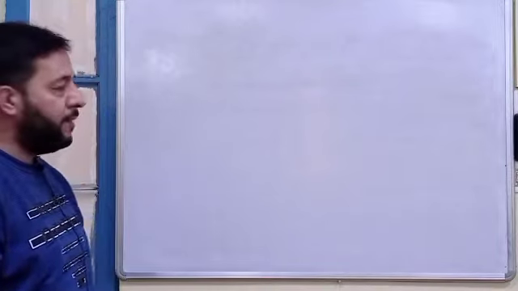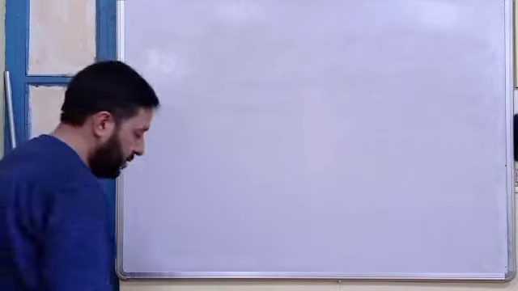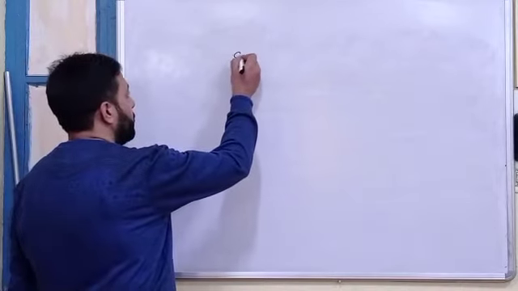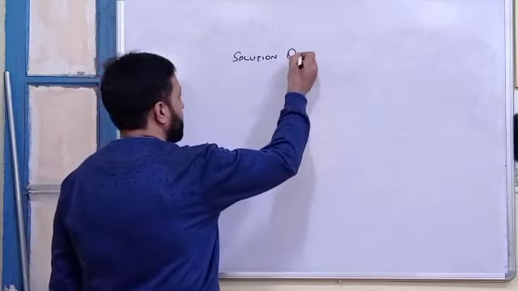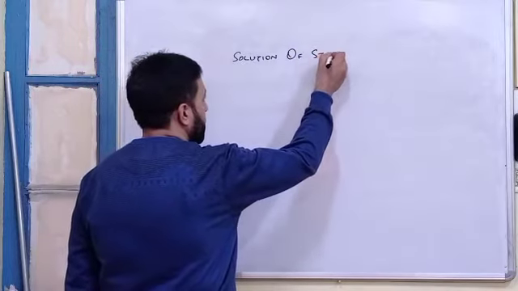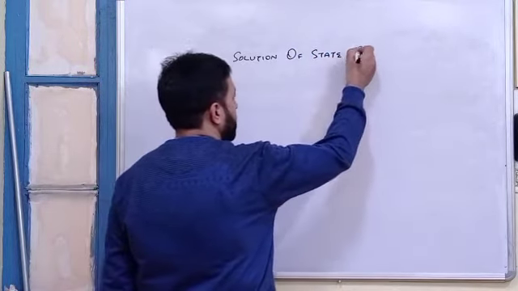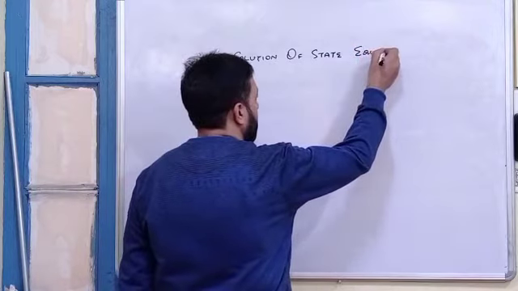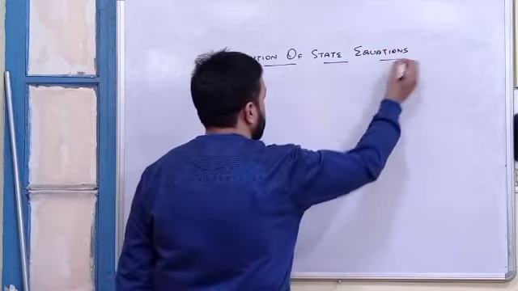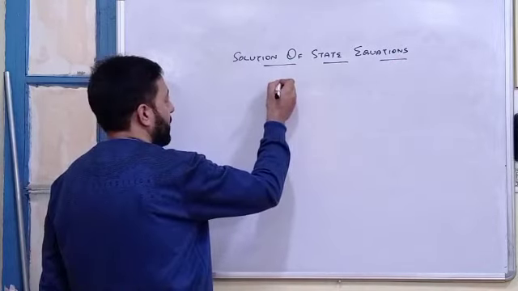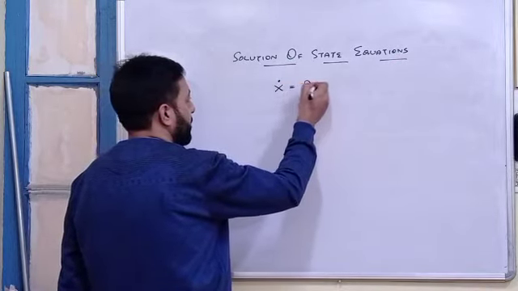Let's continue with where we left off yesterday. So basically we are on the topic of solution of state equations. And in this context we are solving an equation of this type in the beginning, x dot equal to Ax.